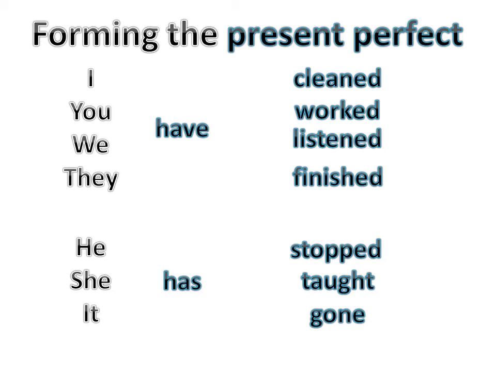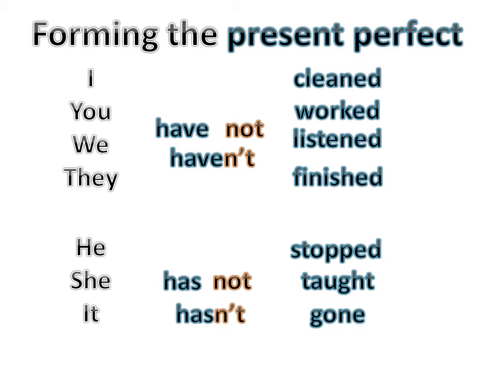Now we can also take this verb tense and use it in the negative, simply by adding not in between the verb have and the past participle. We can also contract have and not to form haven't. We can do the same thing with has. Not goes in between has and the past participle, or we can contract them to form hasn't.